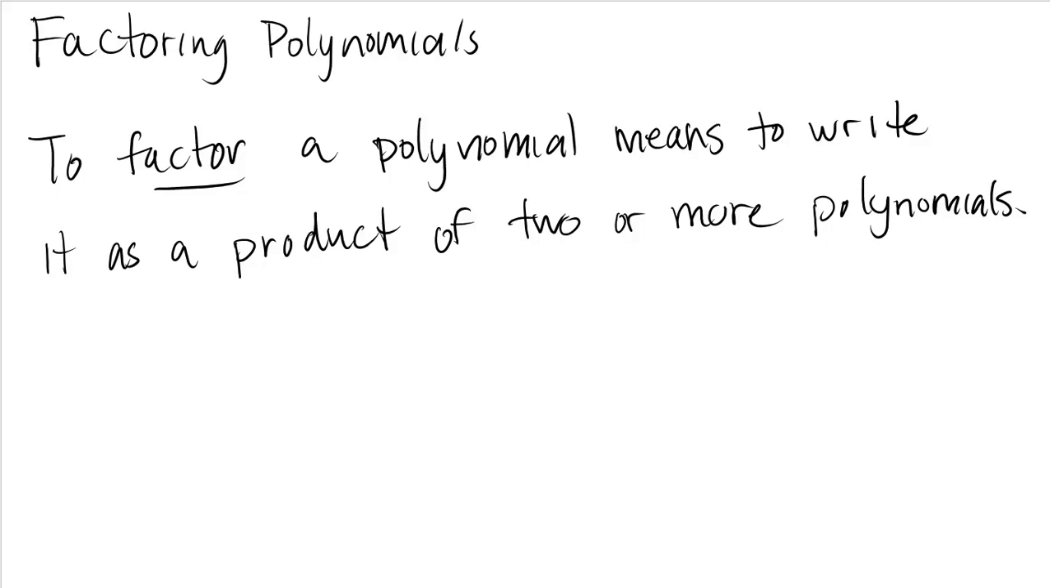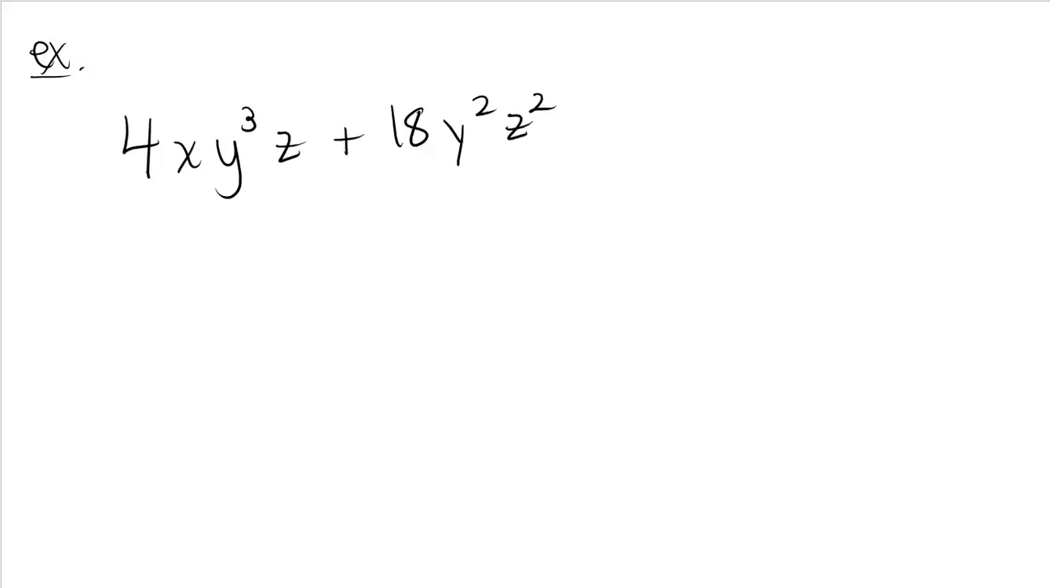Sometimes factoring really does just look like reversing the process of distributing a monomial. In an example like this, 4xy cubed z plus 18y squared z squared, you can see that the 2 terms have some common factors. Both of the coefficients are divisible by 2. Both of the terms have at least 2 copies of y. Both of the terms have at least 1 copy of z. You can almost imagine that 2y squared z being distributed through some other polynomial. We call that the greatest common factor, and we're going to start by writing that out front. 2y squared z.